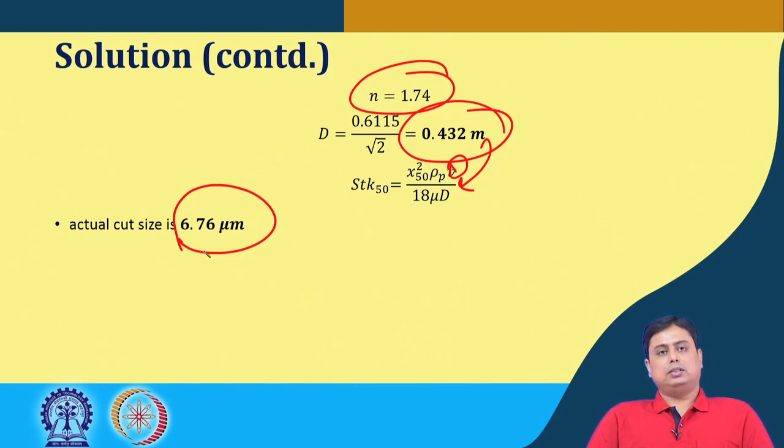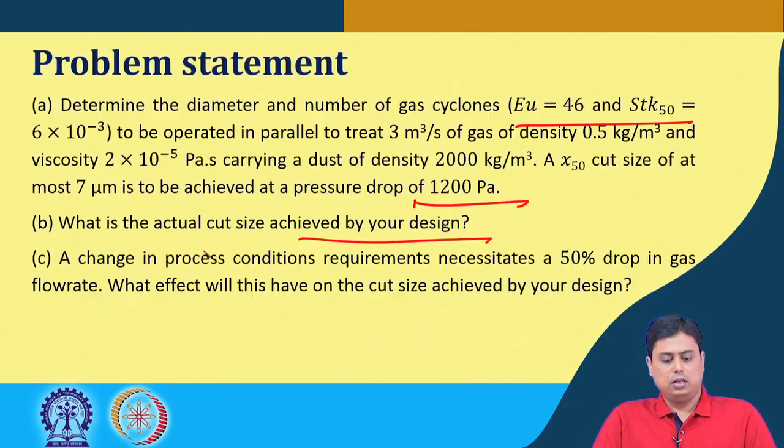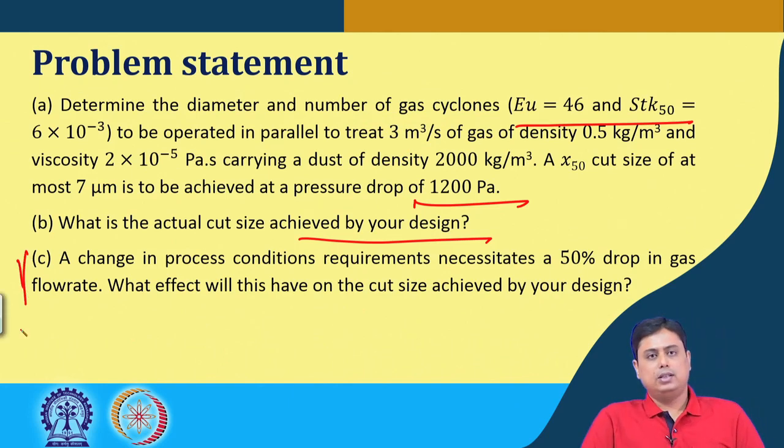So, this answers the first 2 parts. We have done 3-4 problems similar to this. Now, coming to the last part of this problem, a change in process conditions requires a 50% drop in gas flow rate. So, let us say for some reason, some malfunctioning or some issues, there is a 50% drop in gas flow rate. So, now what would be the cut size of your design?